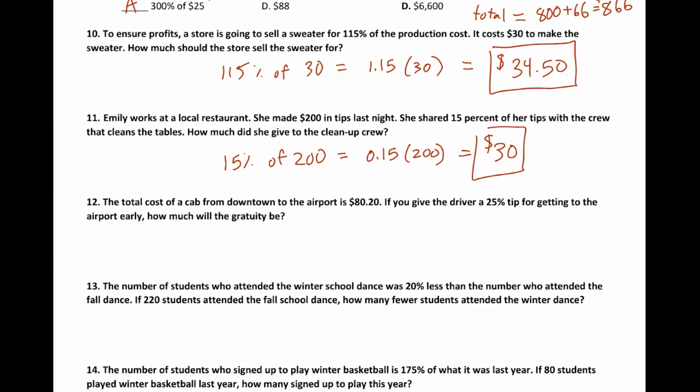Number 12 says the total cost of a cab from downtown to the airport is $80.20. If you give the driver a 25% tip for getting there early, how much will that gratuity be? So here we want to know what is 25% of $80.20. So 0.25 times 80, you could just do 80.2, but you could do 80.20 as well. Type that in your calculator and you get $20.05.